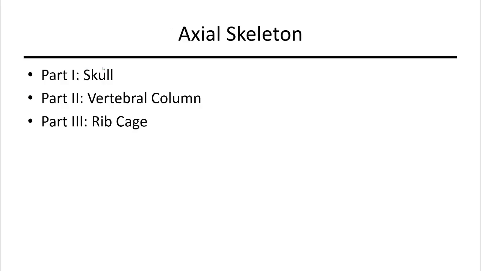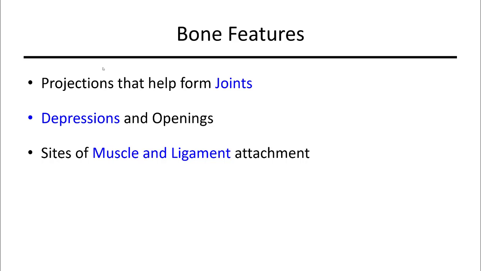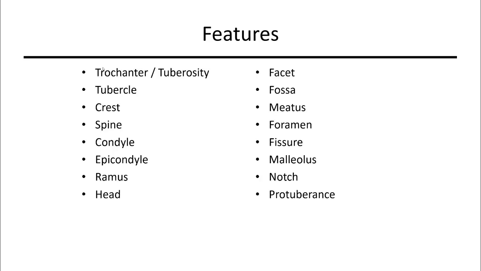This will be covered in 3 parts. We'll begin with some terminology. So the features of bones include projections that help to form joints, depressions and openings where arteries and veins can travel along, rough areas where muscles and ligaments may attach. Some of these features have common names. If you understand each of these names, it will make much more sense what they are.